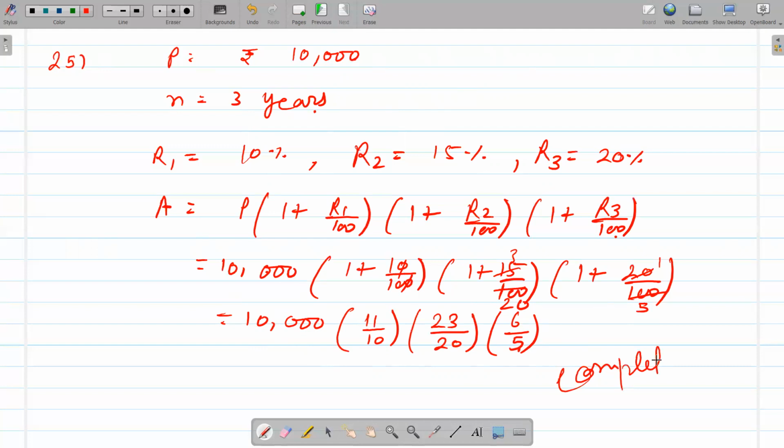So just complete this. So that's all for today. आप answer अपना मुझे message पे कर सकते हो, ठीक है? You can complete this question and then you can send me.